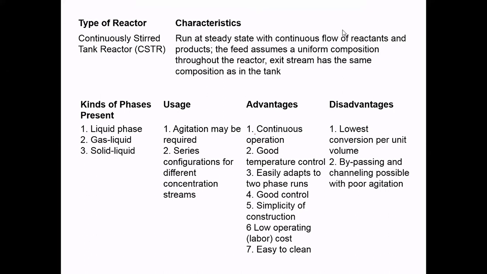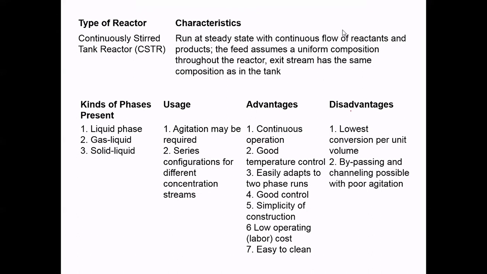So these are some advantages and disadvantages. The advantages are it can be used in continuous operation, so they can be used in a series of reactors. They can combine them. They also have good temperature control, easily adapt to two-phase runs, simplicity of construction, and low operating costs because they are automated and because they can keep feeding in the reactant. While for a batch reactor, you need to put in the reactant, and after it finishes, you have to top it up again. While this one is automatic, and it's also easy to clean.